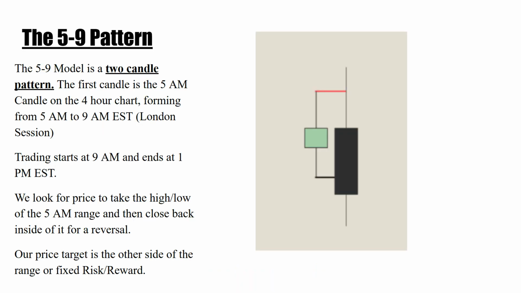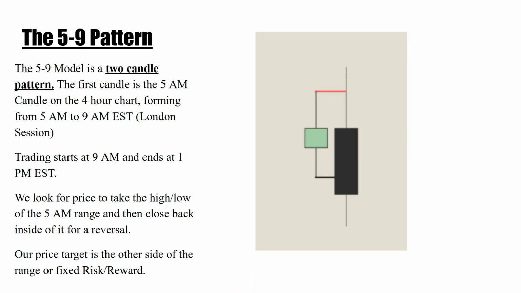So the 5-9 pattern is a 2 candle pattern. Typically when you see CRT videos, they're going to talk about 3 candles, sometimes it's 5 candles, whatever. This is just 2. Very simple, very easy. The first candle is the 5 a.m. candle on the 4-hour chart.